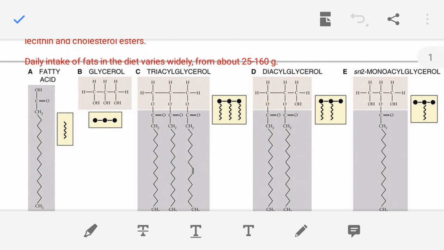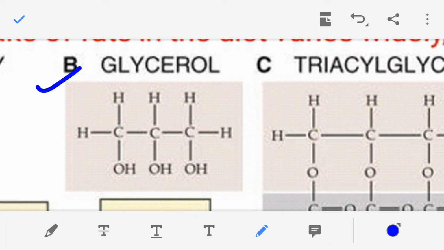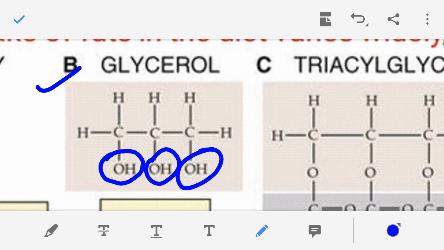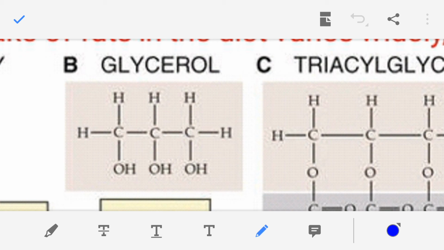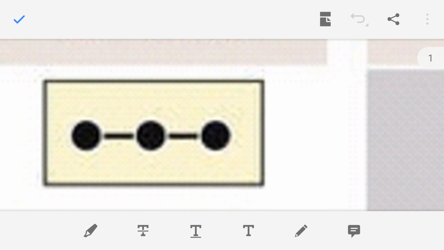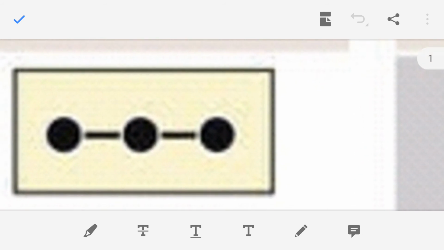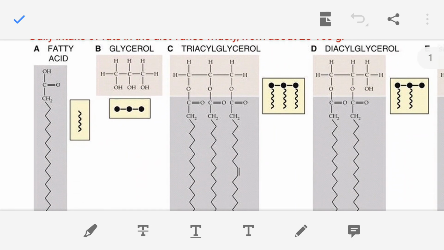Now, this is the structure of glycerol, and you see in the structure of glycerol there are 1, 2 and 3 OH, that is, the hydroxyl groups are present, and that's why this glycerol is known as trihydroxy alcohol. And this is the symbol for the glycerol.